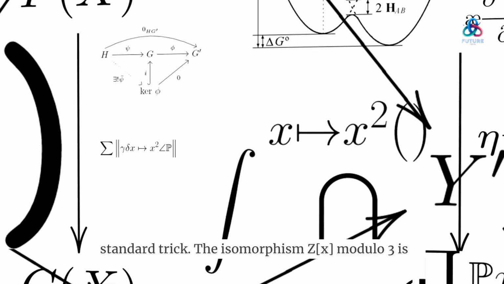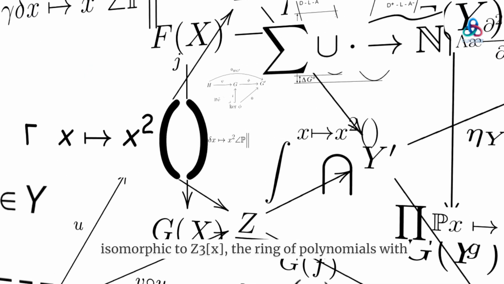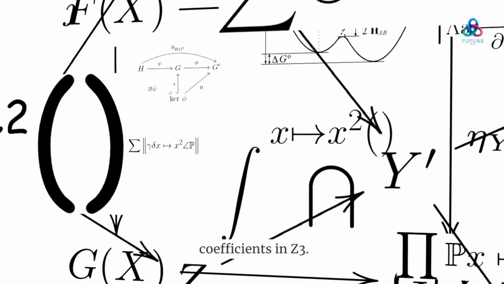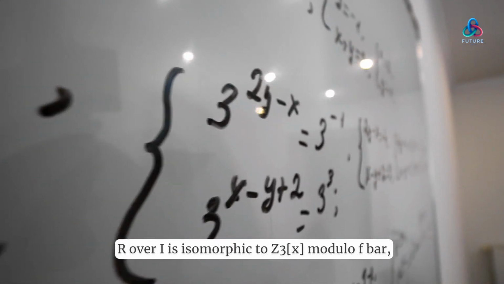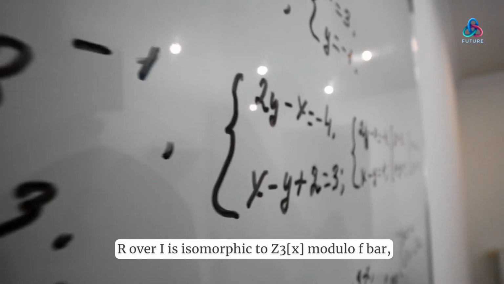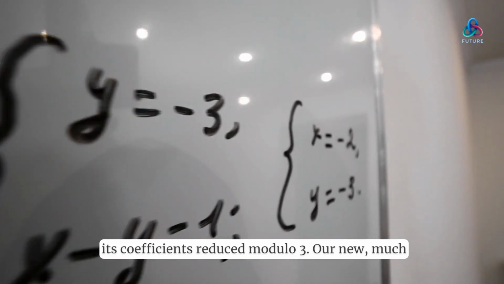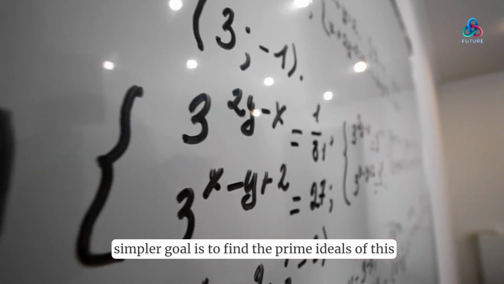Now we can apply another standard trick. The ring Z[x] modulo 3 is isomorphic to Z3[x], the ring of polynomials with coefficients in Z3. This gives us a much simpler ring to work with. R over I is isomorphic to Z3[x] modulo f bar, where f bar is our original polynomial f with all its coefficients reduced modulo 3. Our new, much simpler goal is to find the prime ideals of this ring.